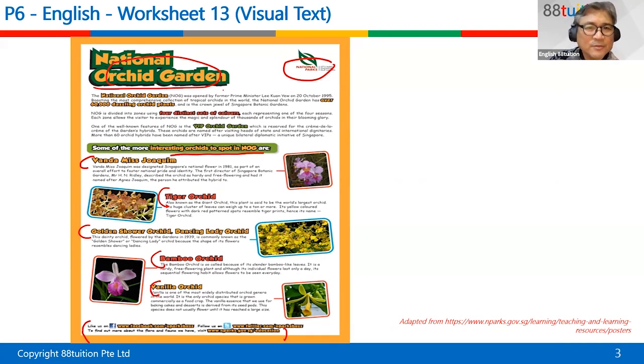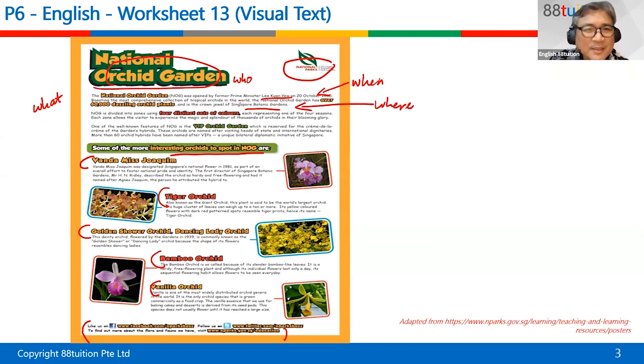Okay, then we look at the text. The National Orchid Garden opened by, so introduced, okay, talks about when, right? Does it talk about where? It is at the Singapore Botanic Gardens. Just the where, right? Is there any who that's mentioned? Opened by Lee Kuan Yew. Okay, and what is it about? Most comprehensive collection of tropical orchids in the world.